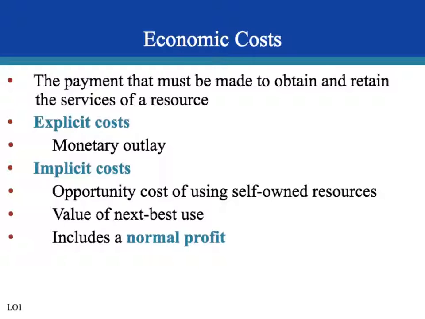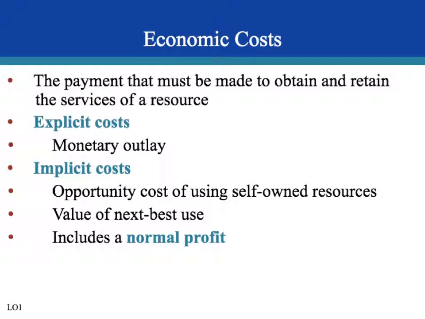Explicit costs require an outlay of cash. If there's something that you can pay for with cash, then it is an explicit cost. So if I was a carpenter, then an explicit cost, for example, would be wood, nails, and also the tools that I will need in order to make a table, for example.